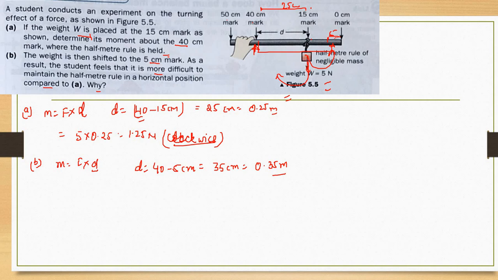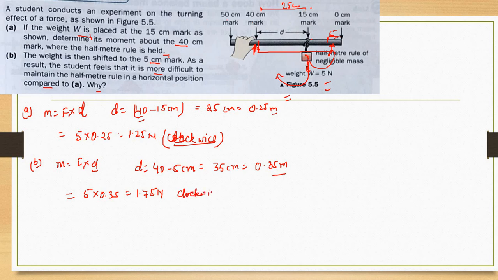Now if I have moved further away, the turning effect will be more, meaning now it will turn more than the previous. So what is the turning effect now? 5 Newton multiplied by 0.35. So let's solve it. If you solve this, you will get 1.75 Newton meter. What is the direction? Obviously you have not changed the direction, so it will again be clockwise.